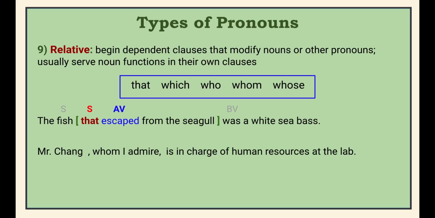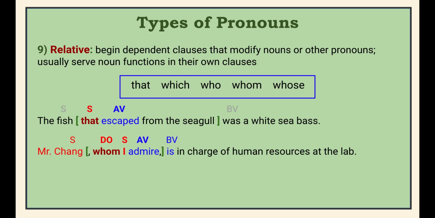Mr. Chang, whom I admire, is in charge of human resources at the lab. Remember, let's look for our verbs first. In this sentence, I have two verbs, admire, an action verb, and is, a be verb. They are not separated by any conjunction, so we look for two subjects. The subject of the verb admire is I, and the subject of the be verb is Mr. Chang.